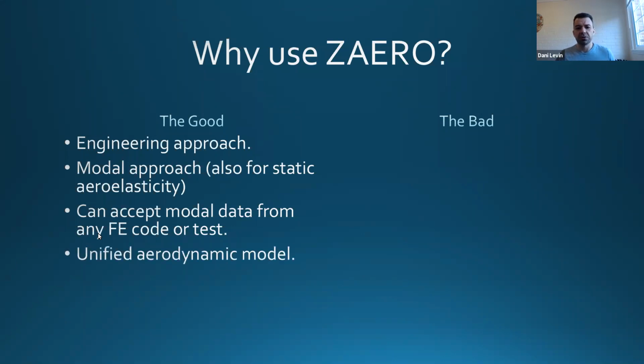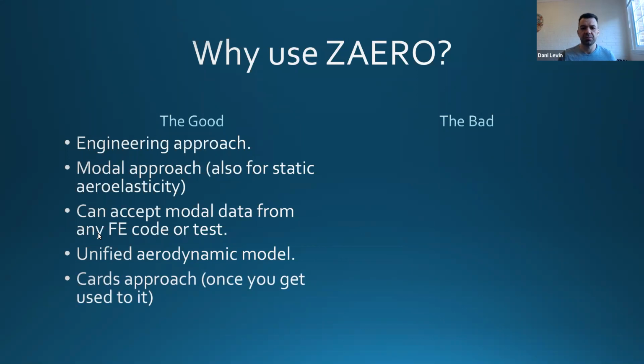The aerodynamic model, they call it the unified aerodynamic model. What it means simply is that once I generate my aerodynamic box grid, I don't need to change it for different Mach numbers. The coefficients inside will be different, but the model is generated only once. And this also saves a lot of time. And it uses the cards approach, and we'll talk about this a little later. Also, it has really good manuals, and you will use some of them in your homework.